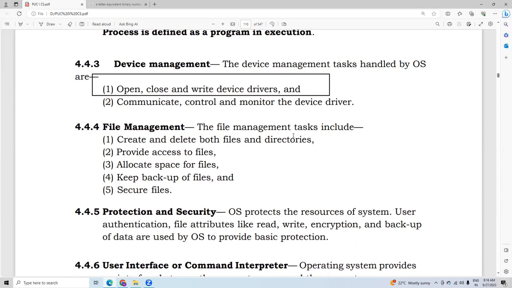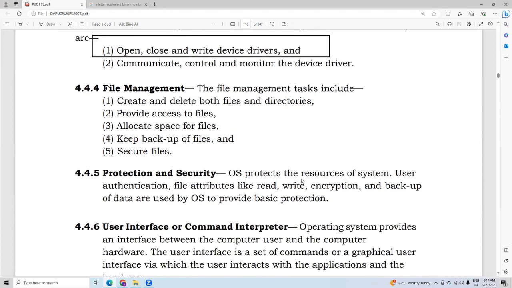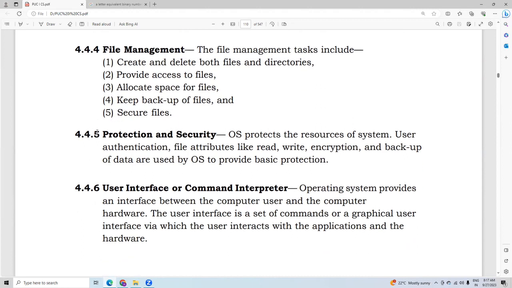See, when you insert the pen drive, it comes up in my computer. Who will do that? Who will help you to store the data onto the pen drive? Who will help you to retrieve the data from the pen drive? All by the OS. Behind every work in the computer, the OS is working, right? Then file management: all that you do in My Computer, creating folders, copying files, renaming, deleting, will be done by the OS.